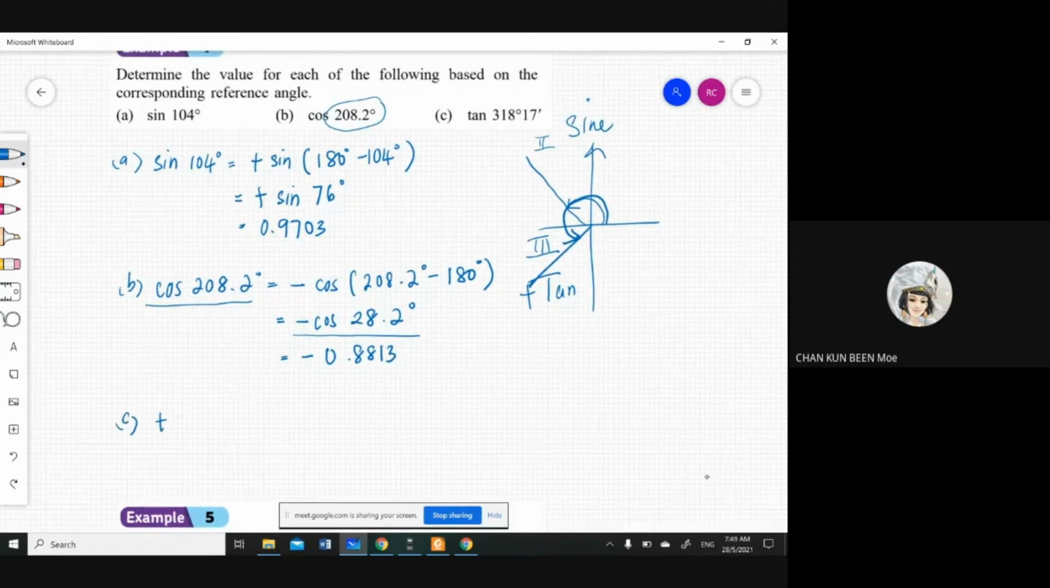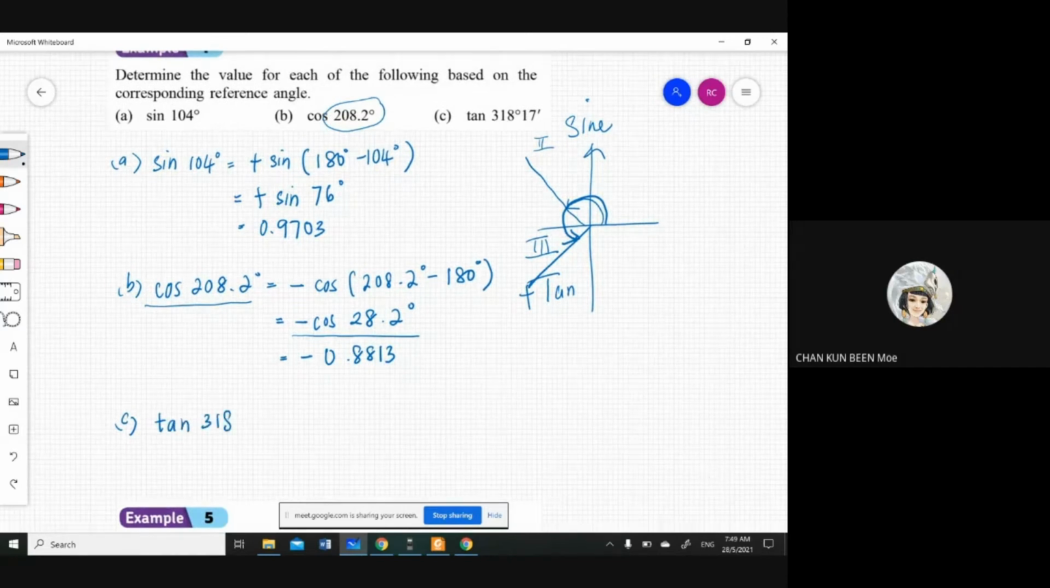So now it is tan 318 degrees, 17 minutes. This one is in which quadrant? The fourth, quadrant 4, right? In quadrant 4, the cosine is positive, meaning the tangent is negative. So you just write down negative and then figure out how to get the corresponding reference angle. We have to use 360 minus 318 degree, 17 minutes.